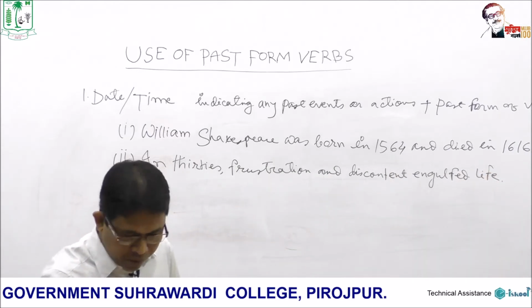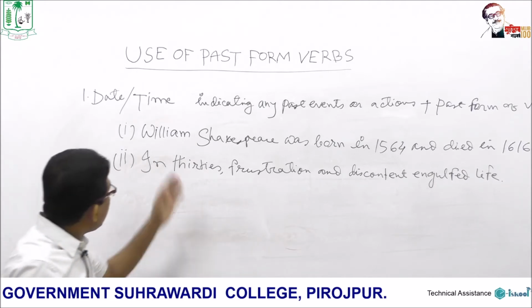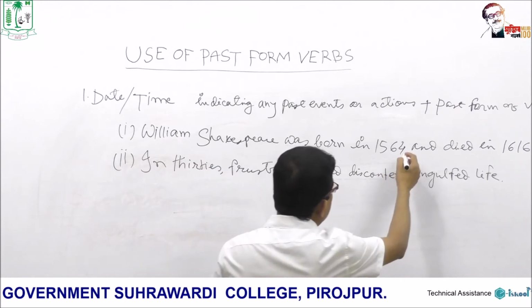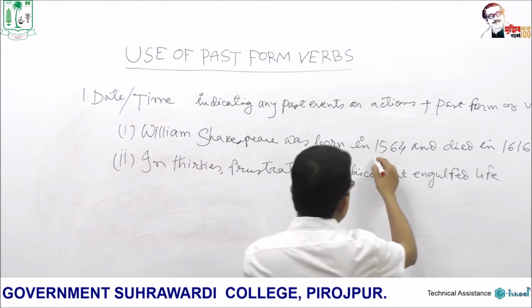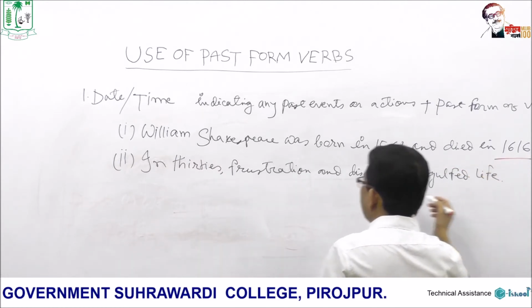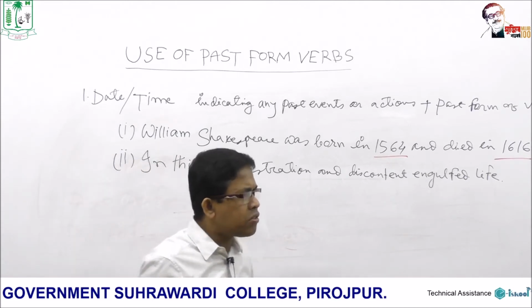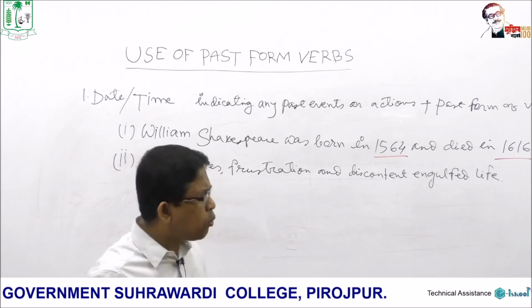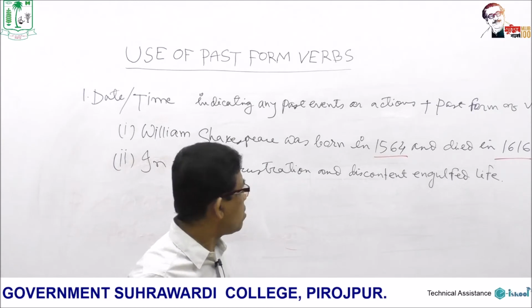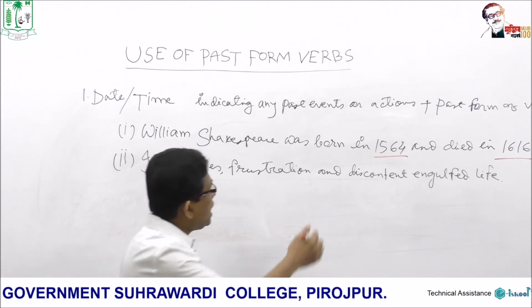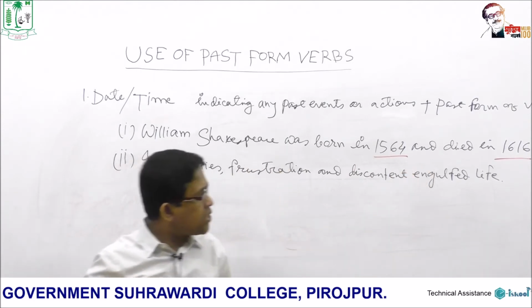So, I have given 2 examples here, and in the first sentence we are getting 1564, that is the first date, 1564 and 1616. William Shakespeare, you know, is one of the prominent dramatists in the world, world famous, and some critics say that he is the greatest dramatist of all time. So, Shakespeare was born in 1564, that is the past date, past year, and then he died in 1616.